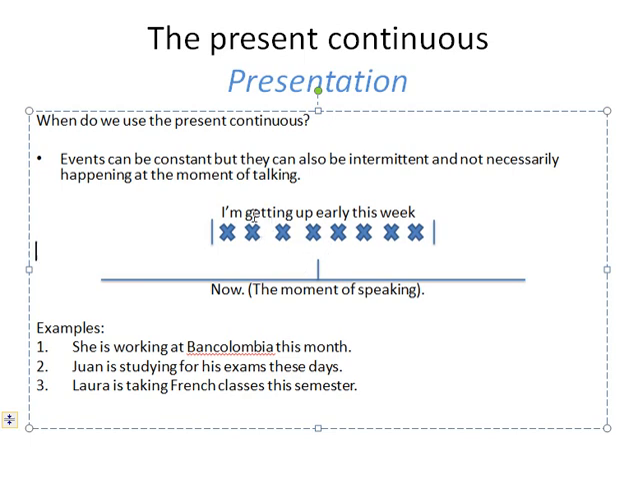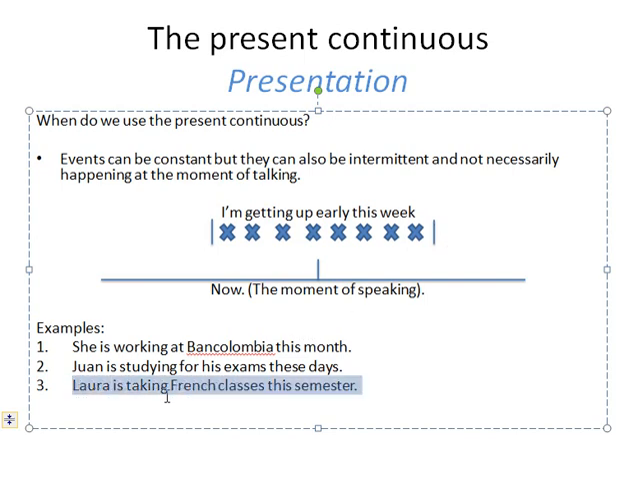Another example of this kind of events: she's working at Colombia this month, meaning she's maybe working only during the mornings. She's probably not working at this moment, but it's an action that is taking place and will continue taking place in the near future. Juan is studying for his exams these days. We are talking about activities, an activity corresponding to study. He is studying. Probably he's not studying right now, but it's an action he's making in a constant way during these days.